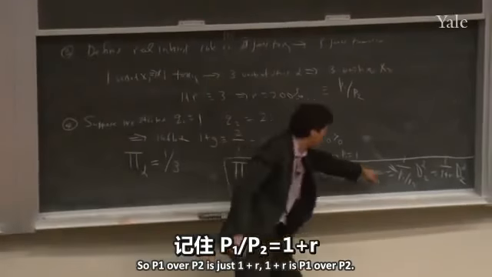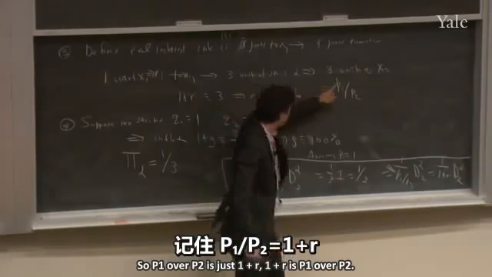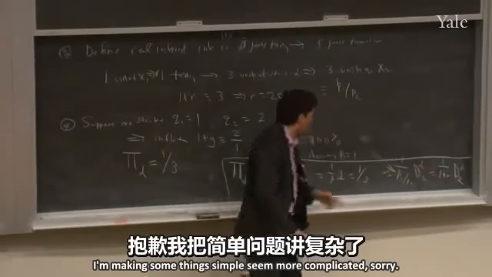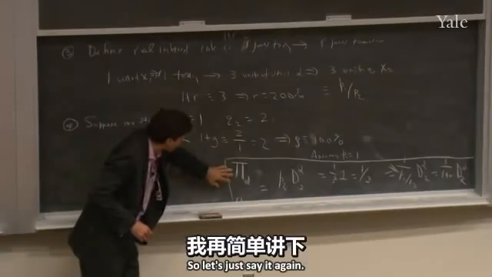Okay, so P1 over P2 is just 1 plus R. 1 plus R is P1 over P2. I'm not saying anything new, I'm making something simple seem more complicated, sorry. So let's just say it again.